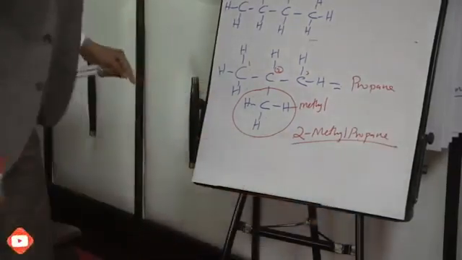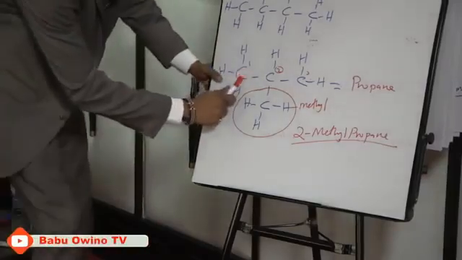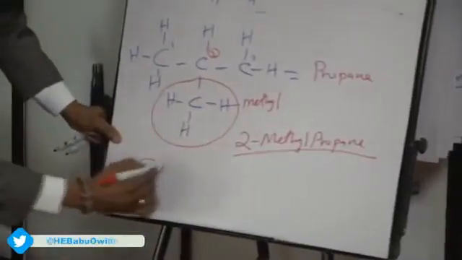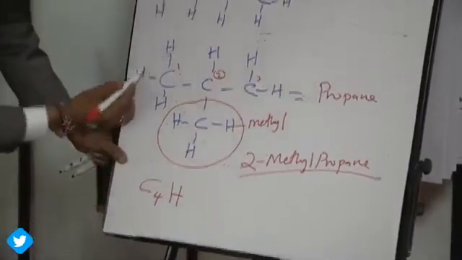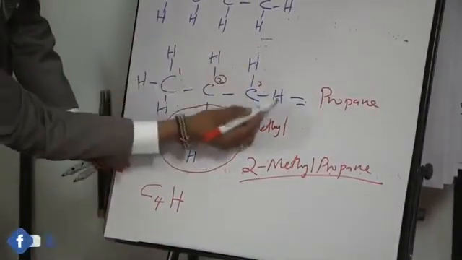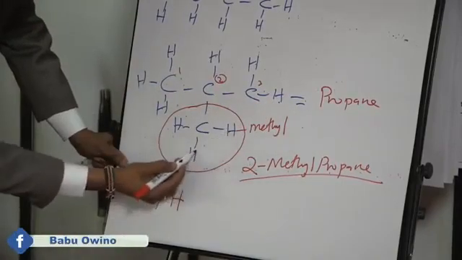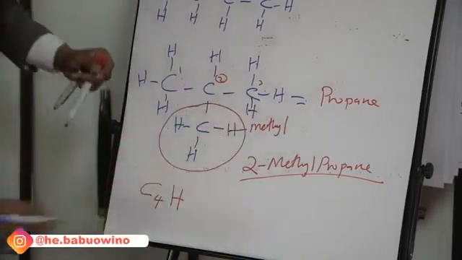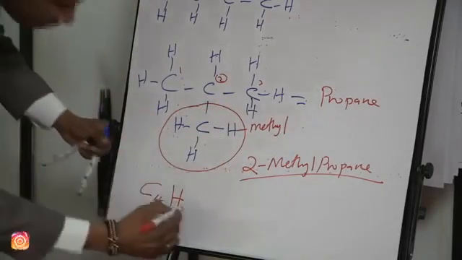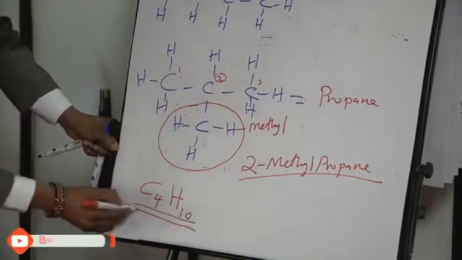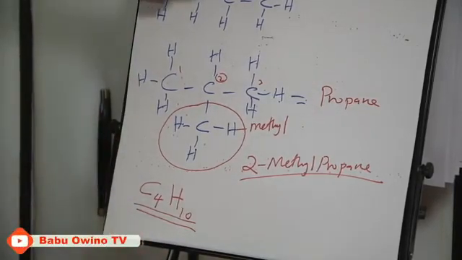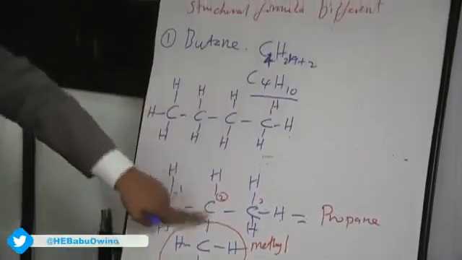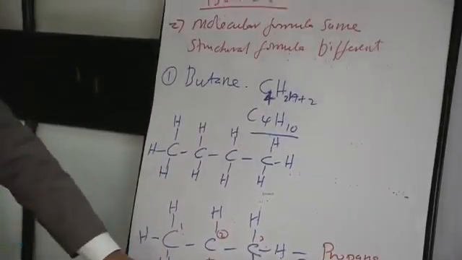As you can see, class, this structure also has 1, 2, 3, 4. The C are 4. The H are 1, 2, 3, 4, 5, 6, 7, 8, 9. There's 1 here, sorry, I didn't close it well. 10. H10. So you can see C4H10, C4H10, they are the same. But you can see this structure for C4H10 and this structure for C4H10, they are different.